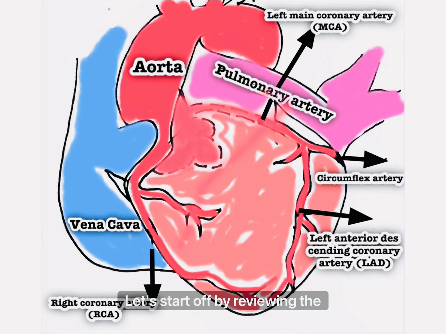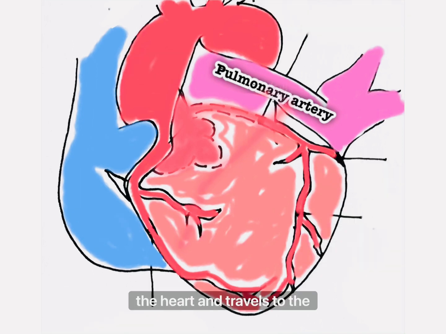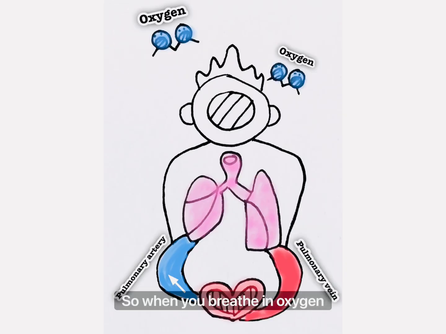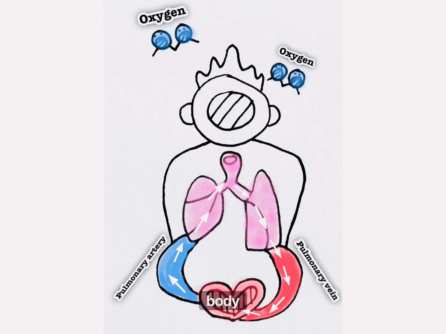Let's start off by reviewing the heart and its coronary arteries. Here we have an image of the heart. The pulmonary artery leaves the heart and travels to the lung to pick up oxygenated blood. So when you breathe in oxygen and the oxygen travels to your lungs, the blood that travels through your lungs absorbs the oxygen to feed the rest of the body.